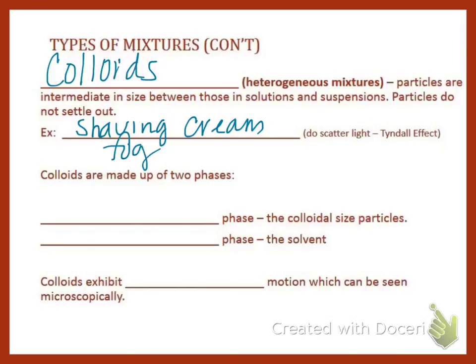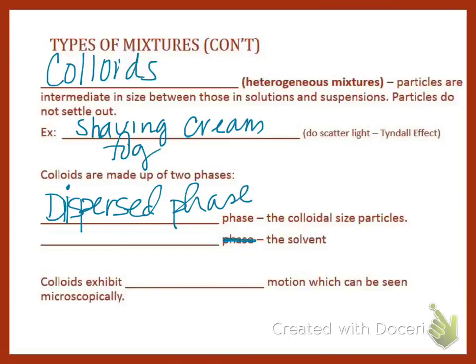Okay? Colloids have two phases. They have the dispersed phase, which is the colloid particles themselves. That's dispersed. And then this is actually supposed to be dispersing medium, so cross that out. That's a typo. And basically, this dispersing medium is like the solvent.